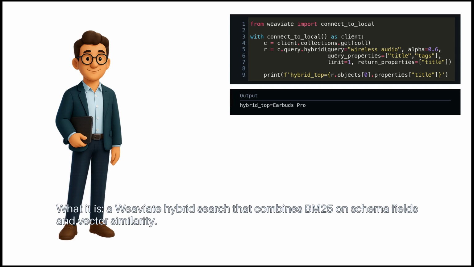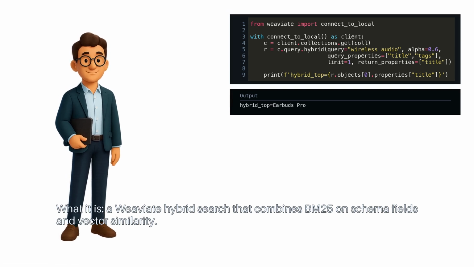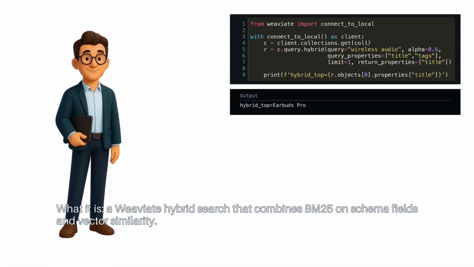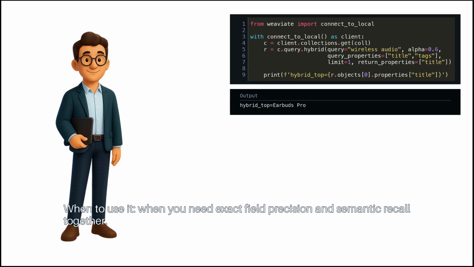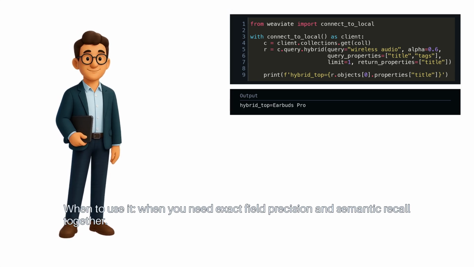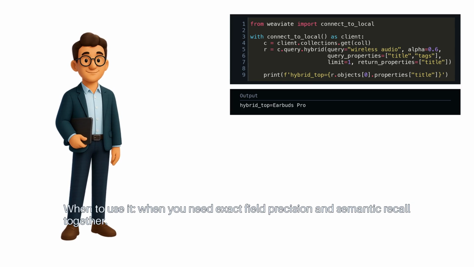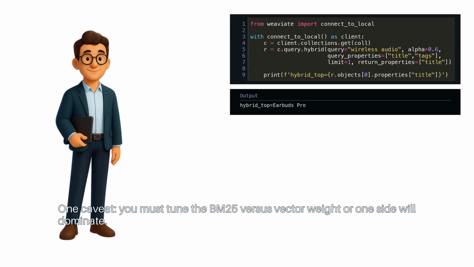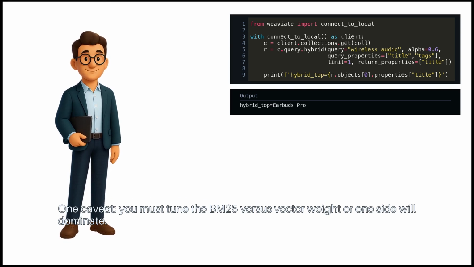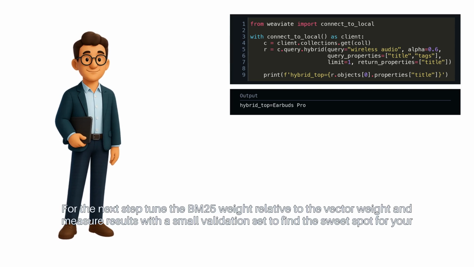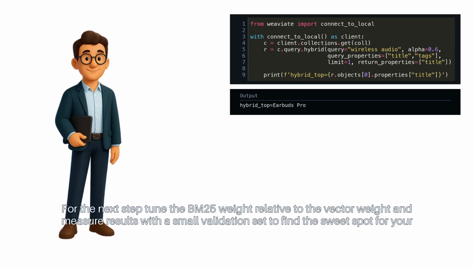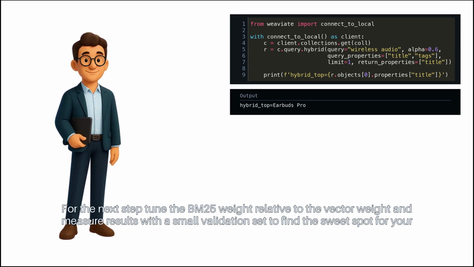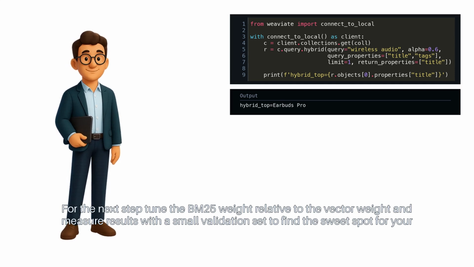Recap what it is: a Weaviate hybrid search that combines BM25 on schema fields and vector similarity. When to use it: when you need exact field precision and semantic recall together. One caveat: you must tune the BM25 versus vector weight, or one side will dominate. For the next step, tune the BM25 weight relative to the vector weight and measure results with a small validation set to find the sweet spot for your queries.